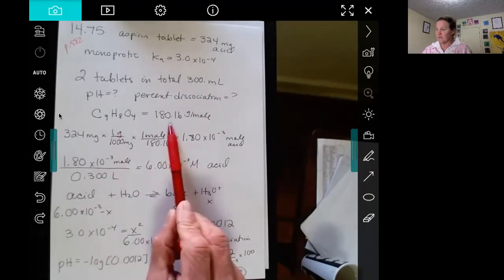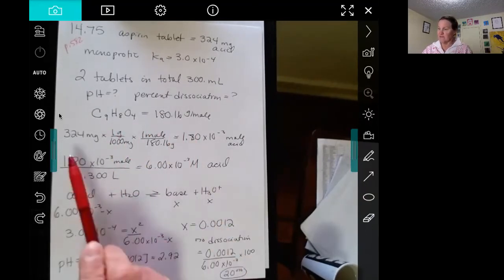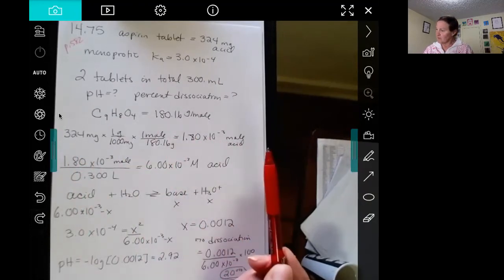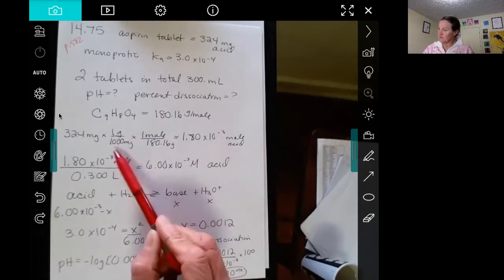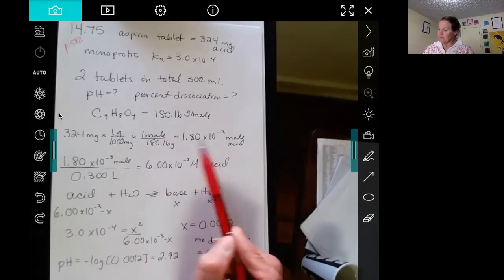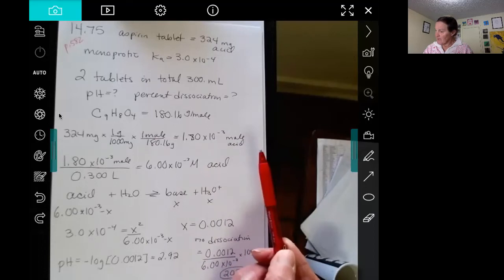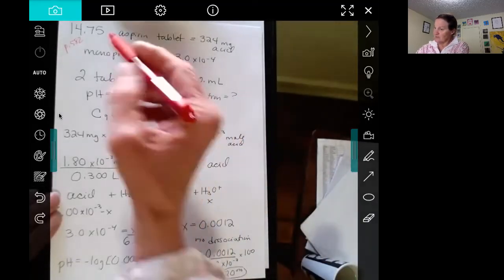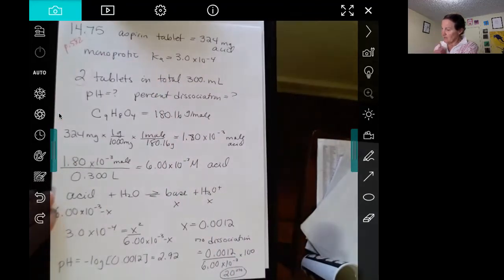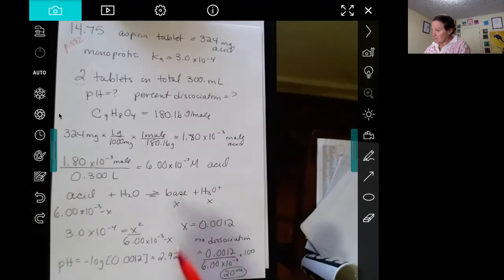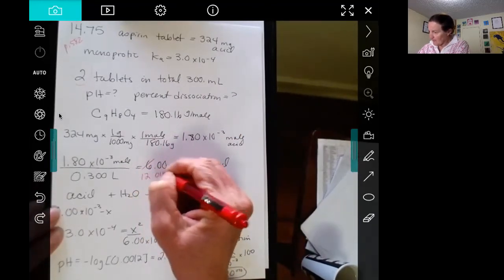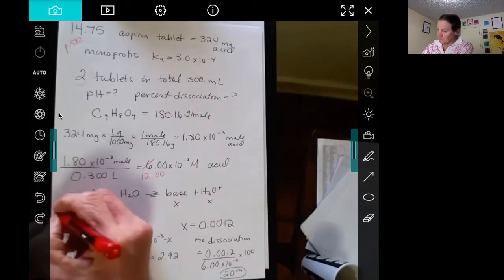So I use Wolfram Alpha to get the molecular mass. So 324 milligrams times changing it to grams times changing it to moles. And you know what I forgot to do was multiply by 2. So everything here is going to have to be multiplied by 2. So this is going to be 12 times 10 to the minus 3.